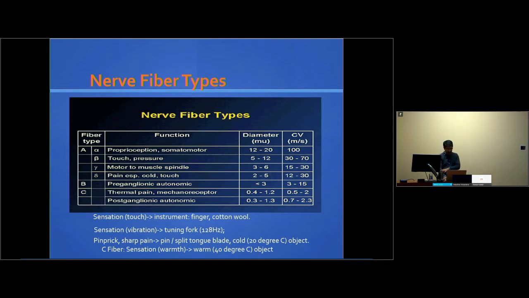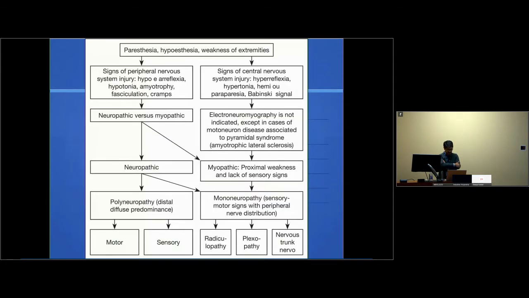When we see patients, they can present with paresthesias, hypoesthesias, or weakness of the extremities.